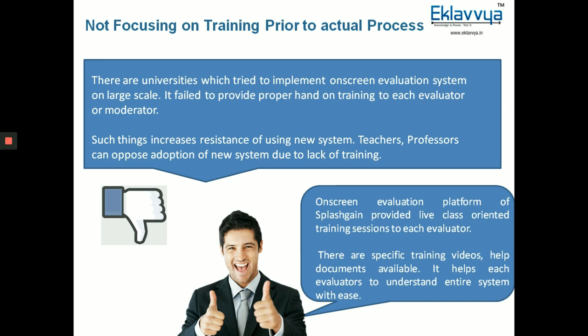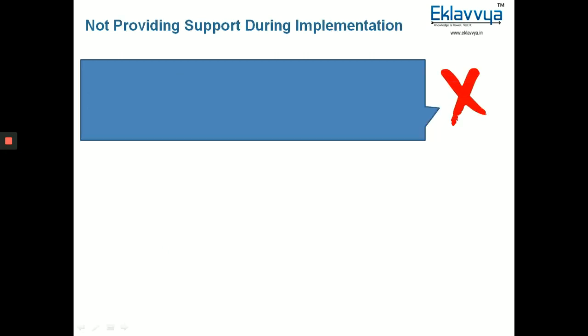There are universities which tried to implement on-screen evaluation system on large scale. It failed to provide proper hands-on training to each evaluator or moderator. Such things increase resistance to using new system. Teachers, professors can oppose adoption of new system due to lack of training.